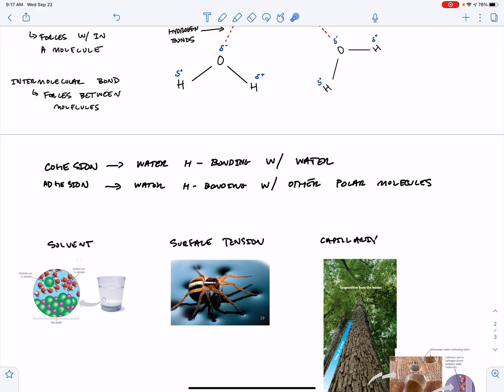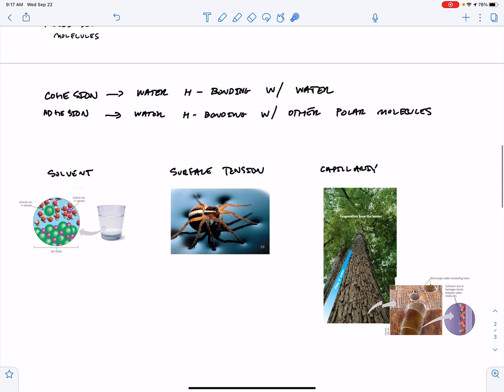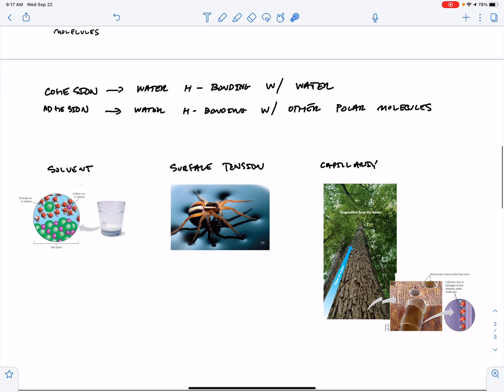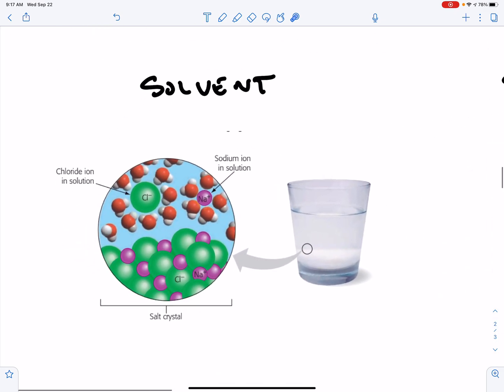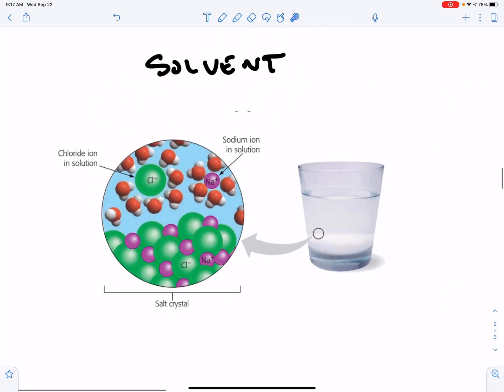And this is a super important property when we're talking about the chemistry of life because it gives water the ability to do a bunch of different things. It allows water to perform a wide variety of tasks, and we'll talk about them here. The first thing it allows water to do is be a very good solvent for polar things.